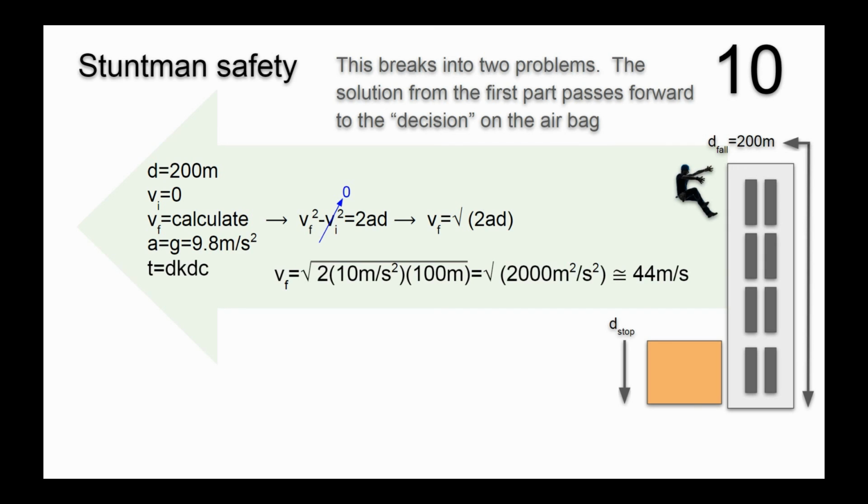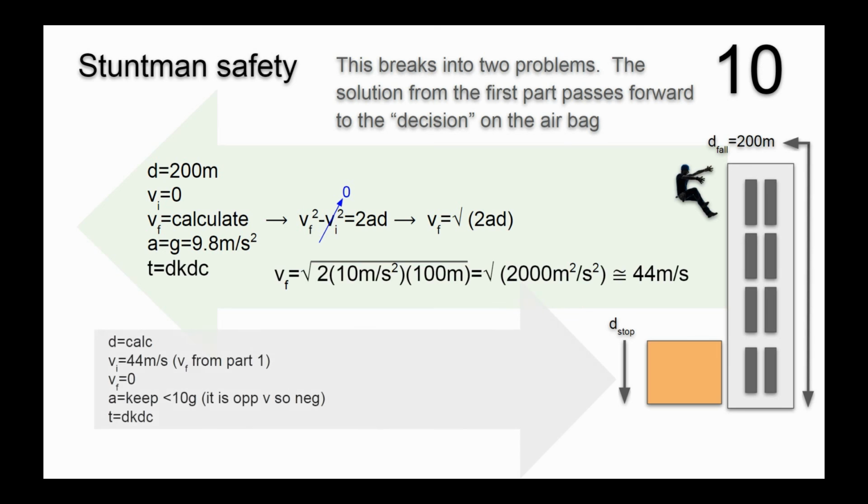So the final velocity at the end of the first phase now becomes the initial velocity at the slowing down phase. So now the 44 meters a second is the starting velocity when he hits the bag. He took 200 meters to fall and reached 44 meters a second. That happened at 1G. If we stop him in a distance that's 10 times shorter, his slowing down acceleration would be 10 times gravity.